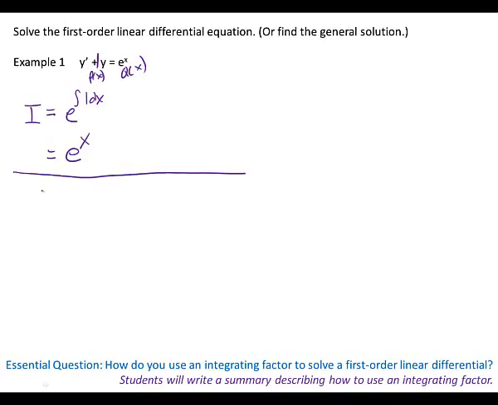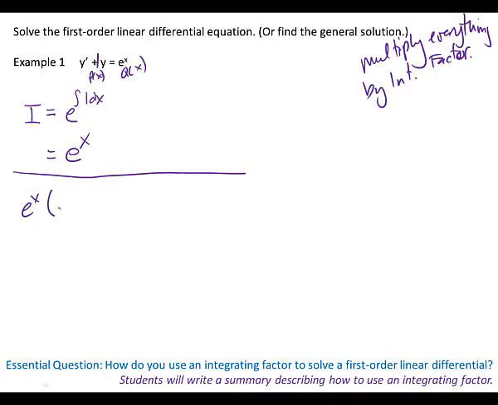The other thing you might want to write as a note to yourself in the left-hand column is that we multiply everything by the integrating factor. So multiply everything by the integrating factor. I'm going to go back to my original equation, and I'm going to multiply both sides by e to the x, equals e to the x times e to the x. So both sides got multiplied by my integrating factor.